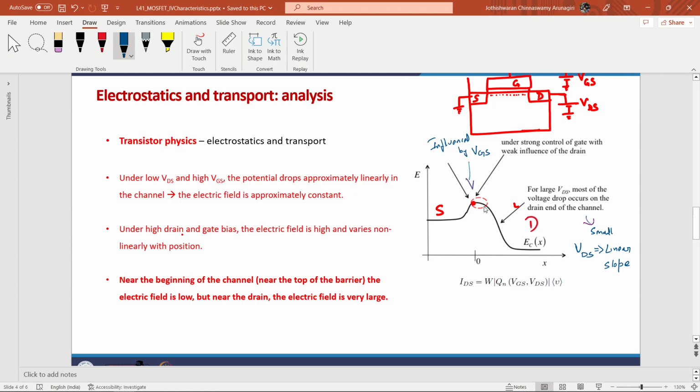If this were to be some kind of a straight line, then what can you say about it? If you are telling it is linear, then the electric field also remains constant. Exactly, that is the point. The electric field is approximately constant. Okay, so that is for low VDS and high VGS.